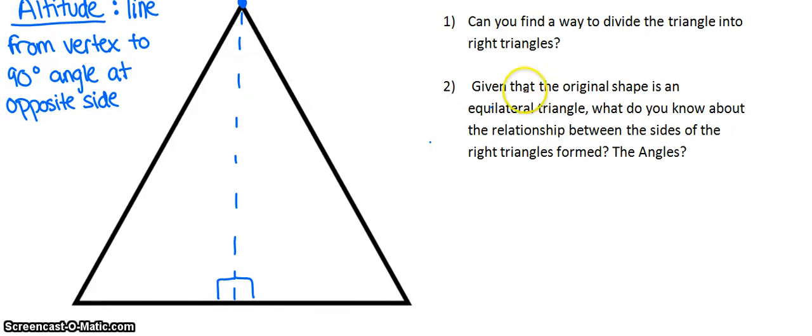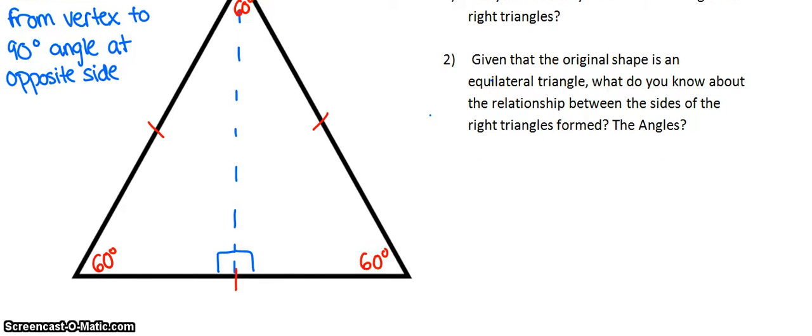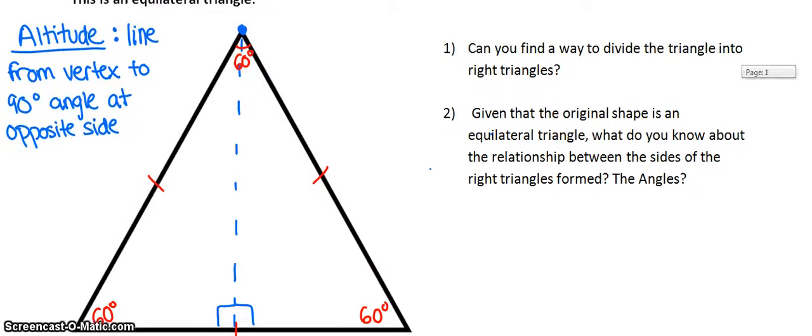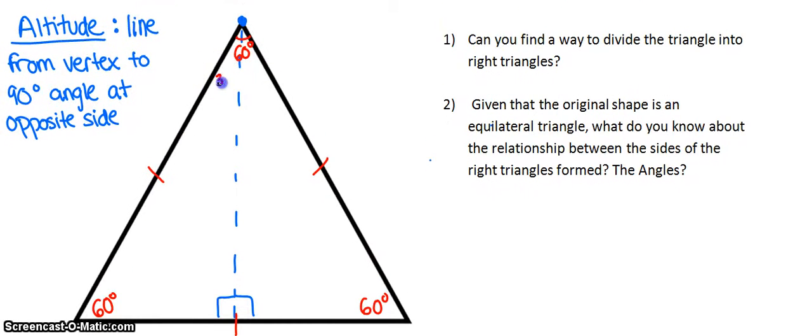Okay, so what else do we know about the sides and the angles of the two right triangles here? Well, since this was equilateral, we know that all three of these sides are congruent. We also know that since it's an equilateral triangle, all angles are congruent. So that means they all have to be 60 because all the angles in a triangle add to 180. So 60 plus 60 plus 60 will give us 180. Okay, now since this altitude cuts the triangle in half, that makes both of these angles here 30.